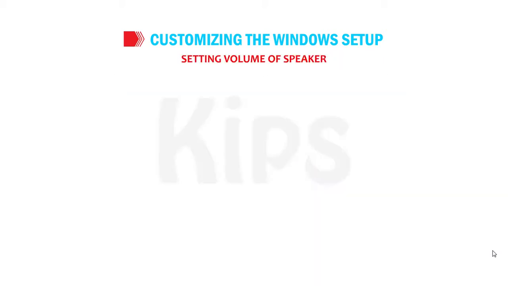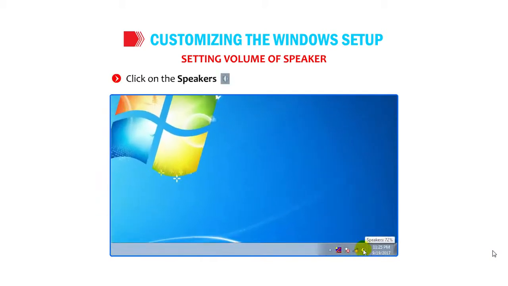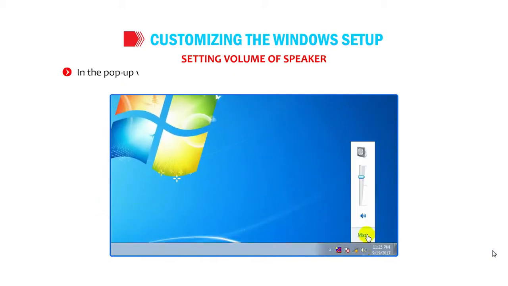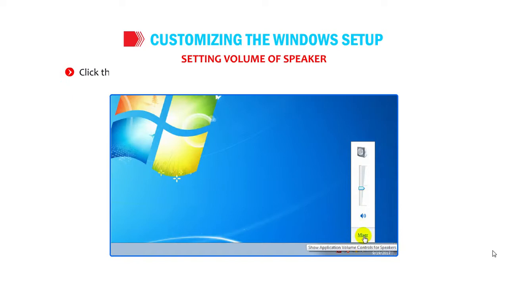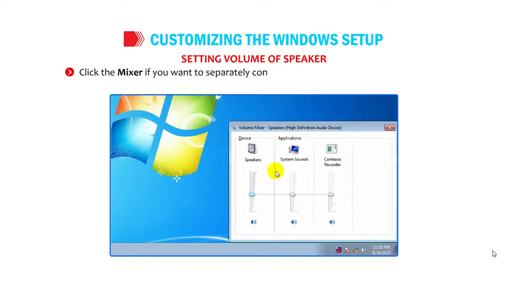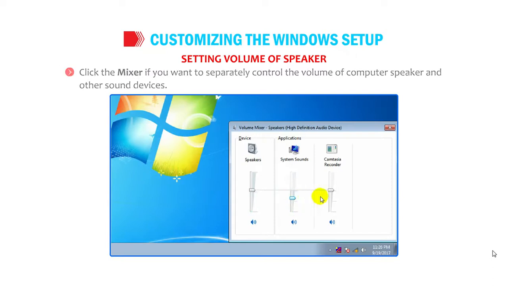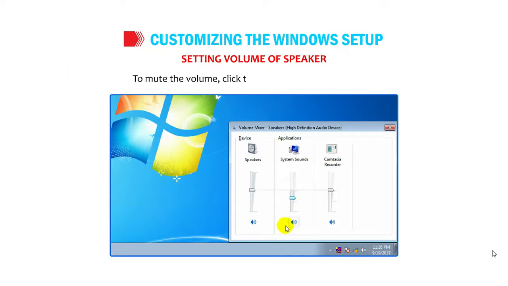Setting volume of speaker. Click on the speaker's icon present on the notification area. In the pop-up window, drag the slider up and down to increase or decrease the volume respectively. Click the mixer if you want to separately control the volume of computer speaker and other sound devices. To mute the volume, click the Mute Speakers button.